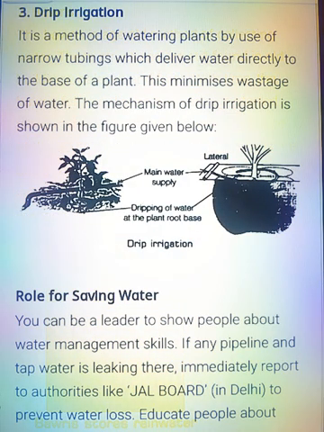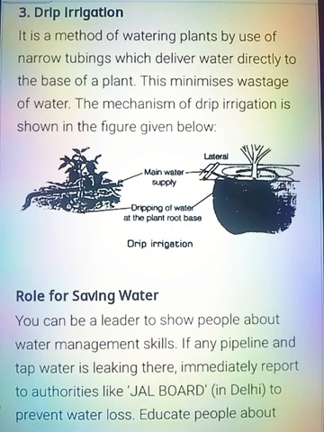Drip irrigation. It is a method of watering plants by use of narrow tubing which delivers water directly to the base of a plant. This minimizes wastage of water. The mechanism of drip irrigation is shown in the figure below.